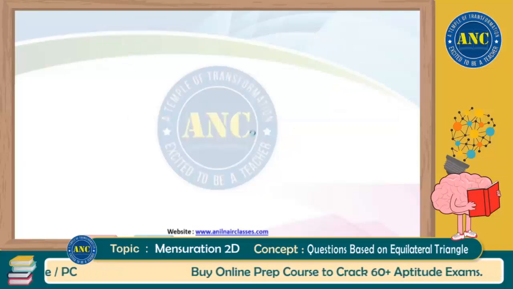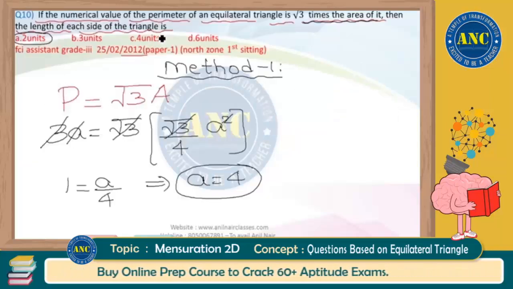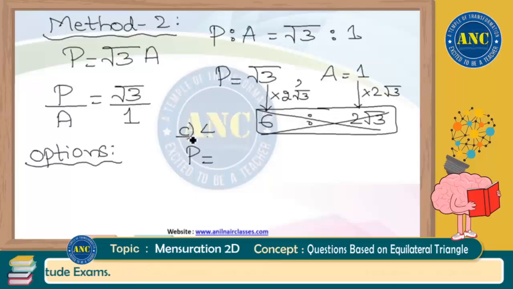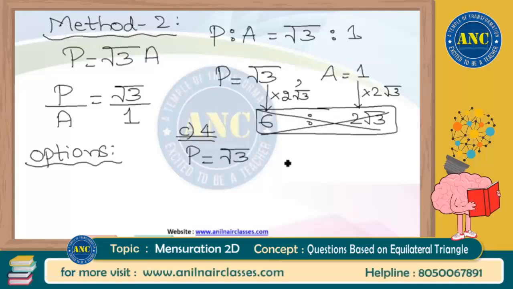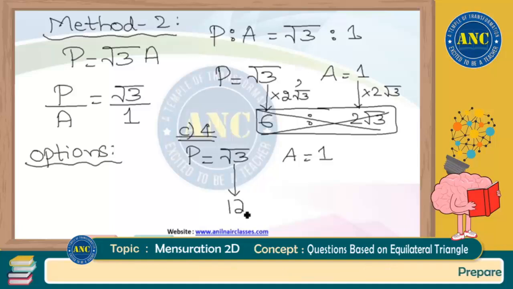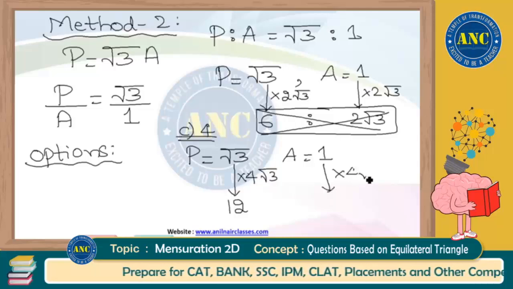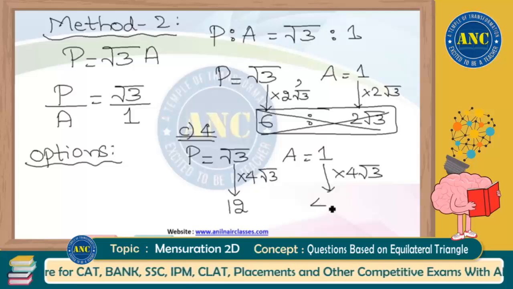Similarly, you can go for the second option, and the third option. Suppose I take third option, option C, 4 units. Perimeter is root 3, area is 1. If the length of the side is 4, perimeter becomes 12, 4 into 3. Root 3 into root 3 is 3, and 3 into 4 is 12. Area also multiplies by 4, so 1 into 4 root 3 is 4 root 3.